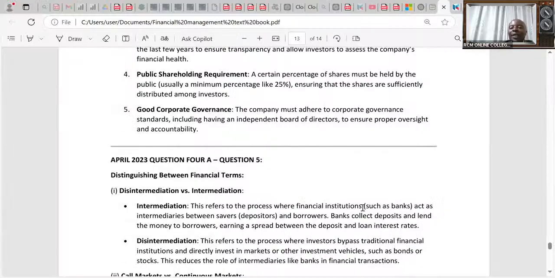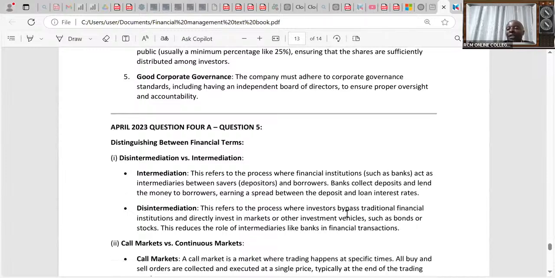So intermediation refers to the process where financial institutions such as banks act as intermediaries between savers and borrowers. Banks collect deposits and lend the money to borrowers, earning a spread between the deposit and loan interest rates. And then we have disintermediation. This refers to the process where investors bypass traditional financial institutions and directly invest in markets or other investment vehicles such as bonds or stocks. This reduces the role of intermediaries like banks in financial transactions.